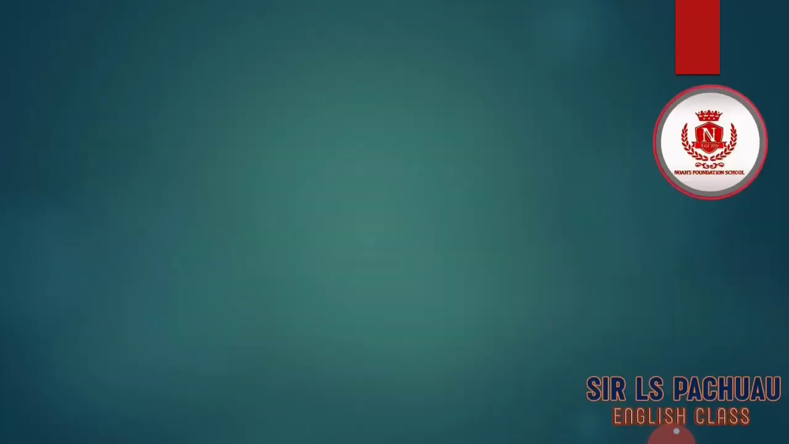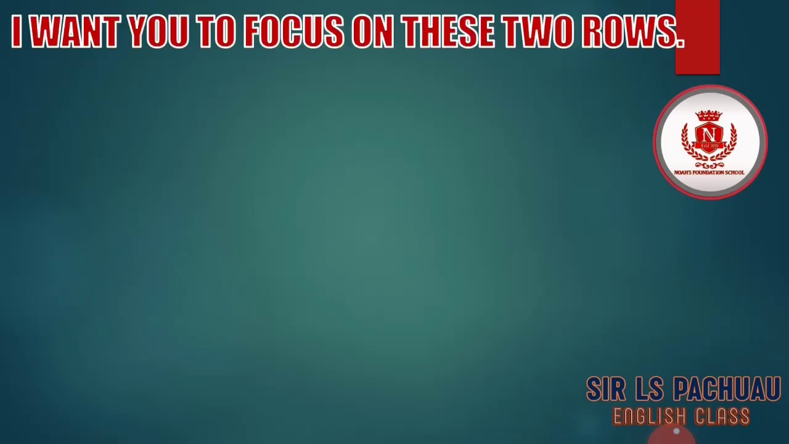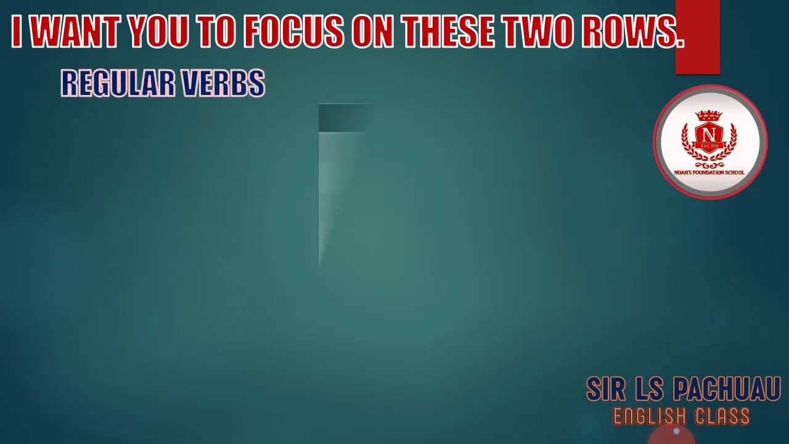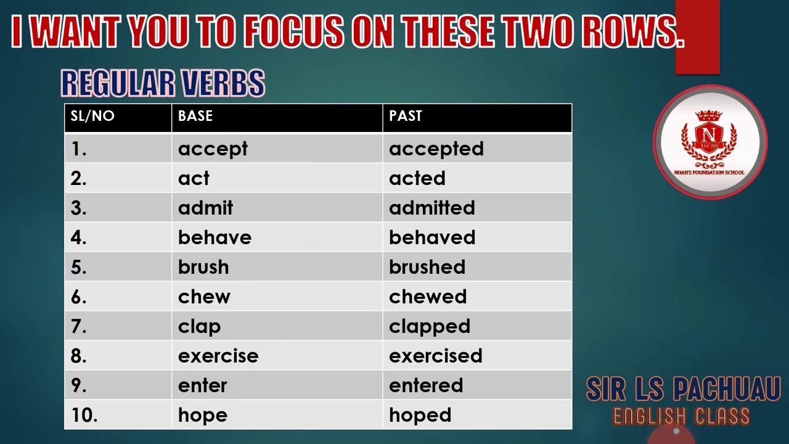But for regular and irregular verbs, I want you to focus on the two columns. Here, regular verbs. Let's see. In the base form or the first form of the verb, we have accept, and in the second form or the past form we have accepted. So what is the difference here? We have added the letters ed, which turns it into a past tense.